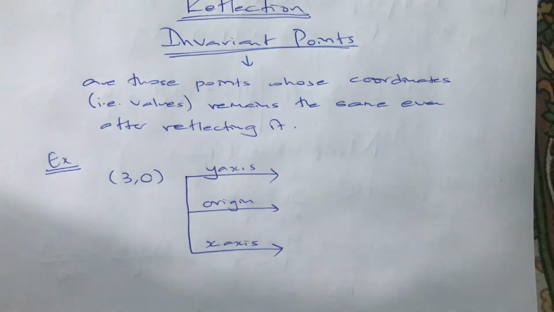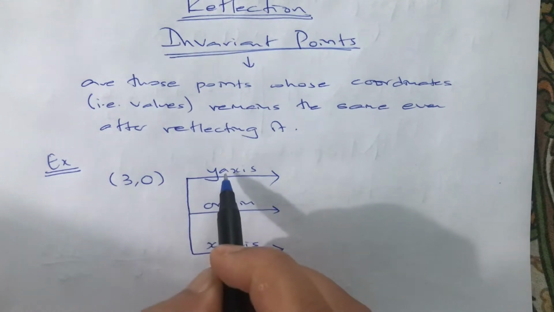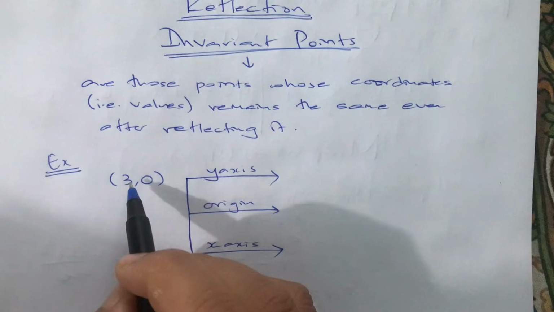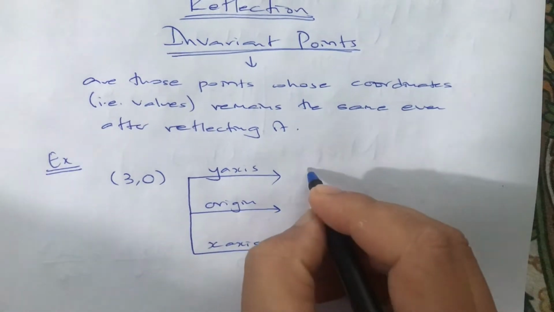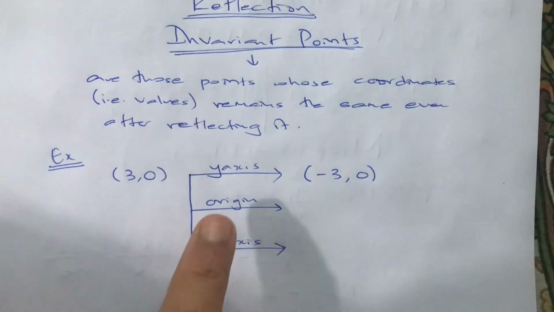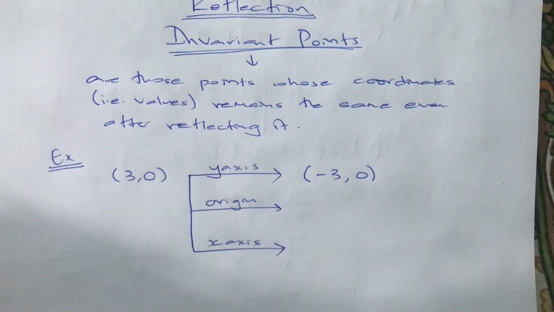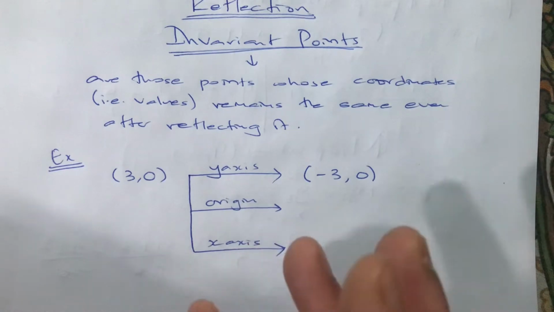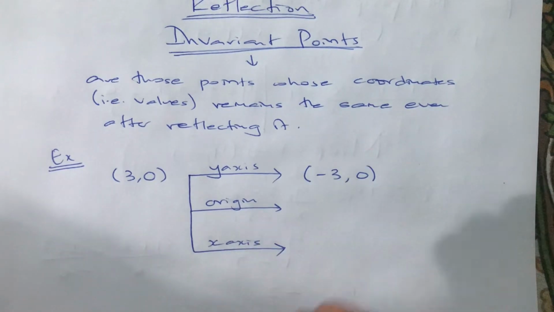So when I reflect your (3, 0) on the y-axis, what happens? The y value remains the same and the x coordinate's sign changes. So that means the answer will come out to be (-3, 0). Now in the origin, the sign of both changes. Now 0, mind you, does not have any sign. So 0 is neither positive nor negative. So 0, we write it as it is. We do not put any sign. Even if you say the sign of 0 changes, we'll write it as it is only, because 0 is neither negative nor positive.